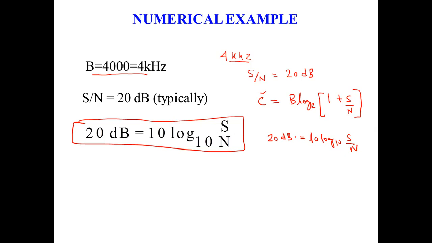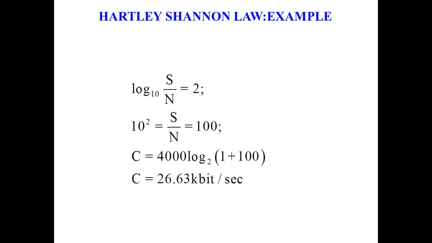Have you taken it down? Yes, sir. So now log base 10 of S/N is equal to 2. What you do is take log on both sides. Log 10 is equal to 1, and log 100 is equal to 2. You can put this in your calculator.